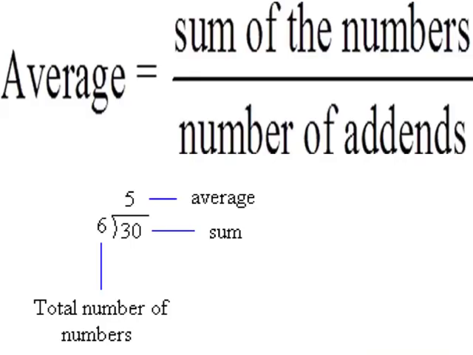So here's the actual formula. Average equals the sum of the numbers divided by the number of add-ins. Add-ins are the numbers that are being added together. So if 30 was the sum of all the add-ins, and if there were 6 numbers that you added to get 30, then the average of that would be 5. So just simple division.